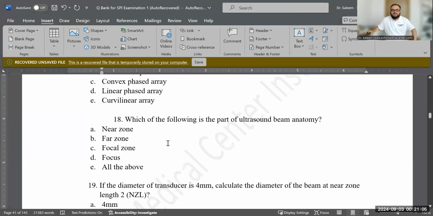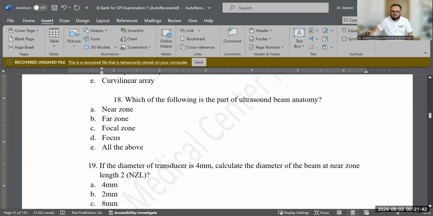Okay, it says, which of the following is part of the ultrasound beam anatomy? Like we have the anatomy of the transducer, and then we have the beam anatomy as well. So which of the following is part of the beam anatomy? Is it near zone, far zone, focal zone, focus, or all of the above? What do you think? Exactly. All of the above is the correct answer because focus is also in the beam. Focal zone is also in the beam, far zone is also in the beam, and near zone is also part of the sound beam. Exactly. That's an imaginary hourglass shape, correct.